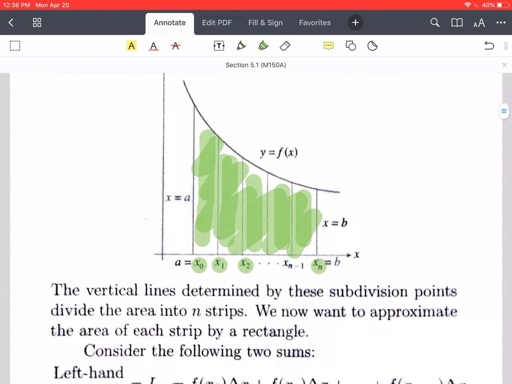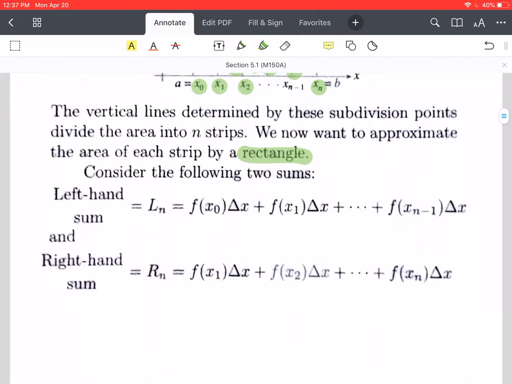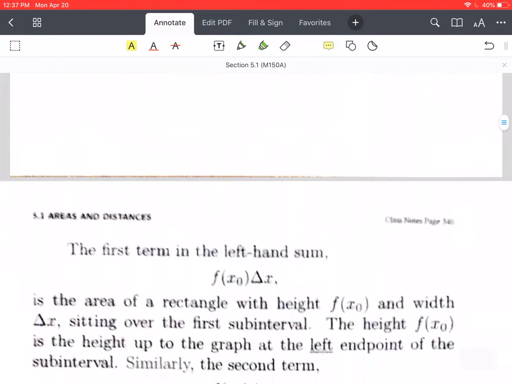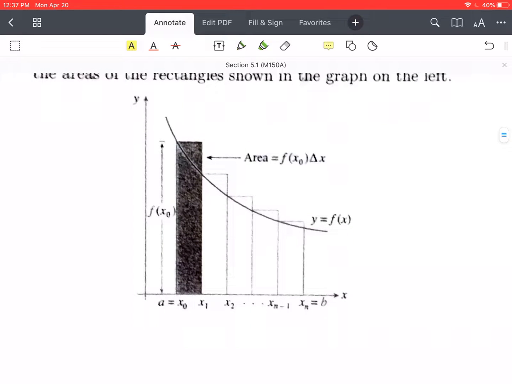Well, we're going to be using shapes that we are more comfortable working with, because curves do not play nicely when we're trying to find area. So we're going to use something a little more geometric. Particularly, we're going to be using rectangles. So we're going to be approximating the area of each of these strips using rectangles. So here they give us a couple of sums. I want to come back to this in just a second. I want to show you kind of what we're doing first. Okay, so here's each of these strips.